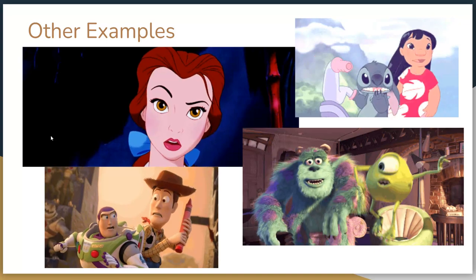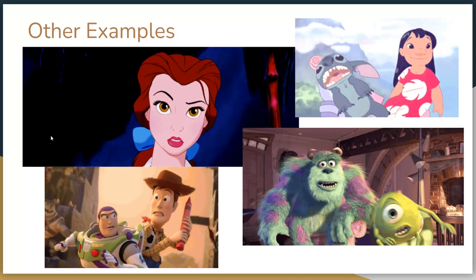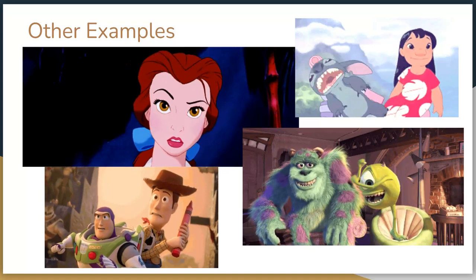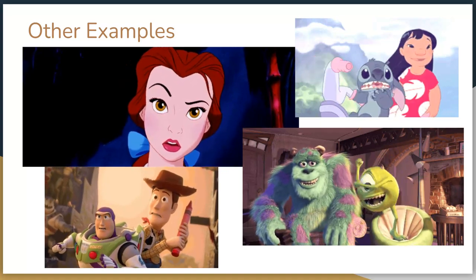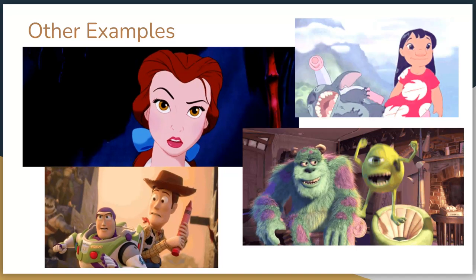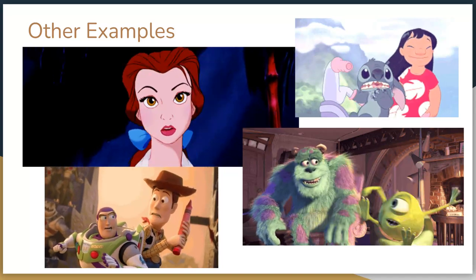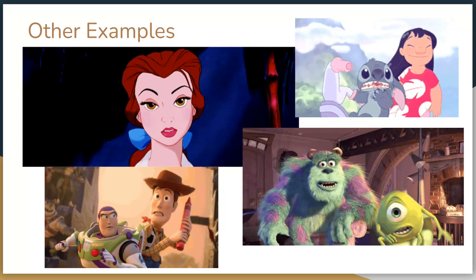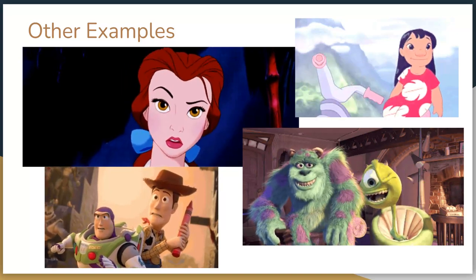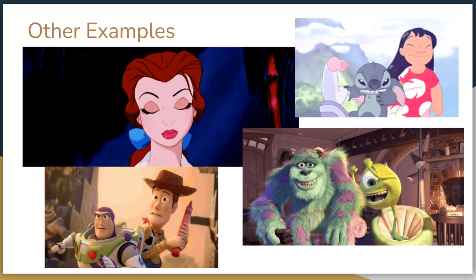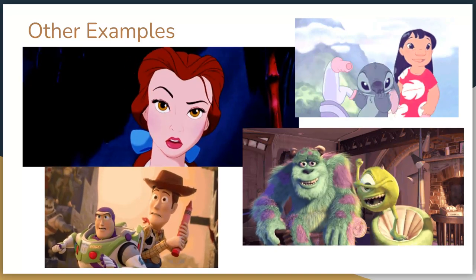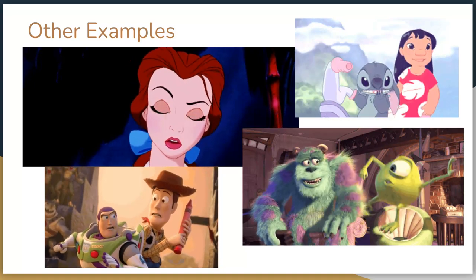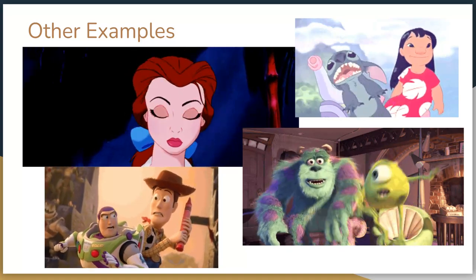Here are some other examples of protagonists that you might be familiar with. We have Belle from Beauty and the Beast. Again, the story is mostly about her. She's the one that we're rooting for. She's the good guy. We have Lilo and Stitch. We have Sully and Mike from Monsters, Inc. And we have Woody and Buzz Lightyear from Toy Story. Again, our protagonist is the quote-unquote good guy. It's the person that we're rooting for in the story, and it's who the story is mostly about.